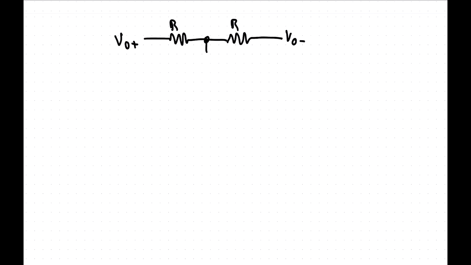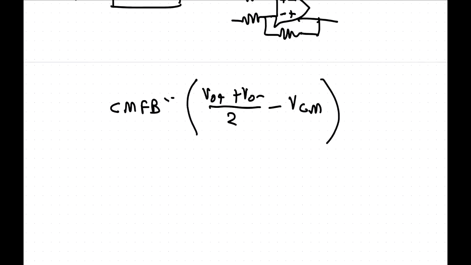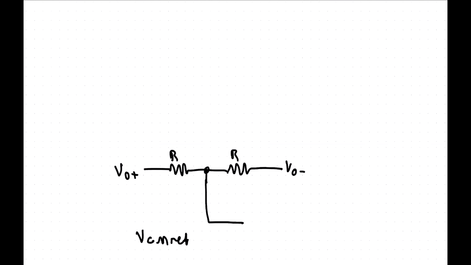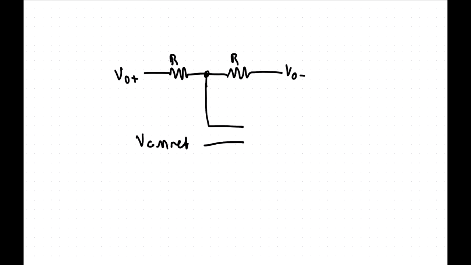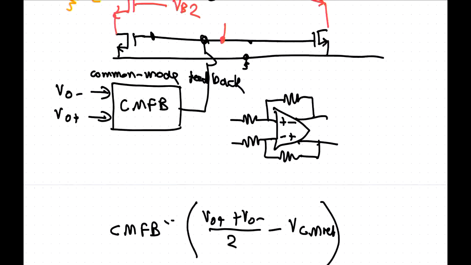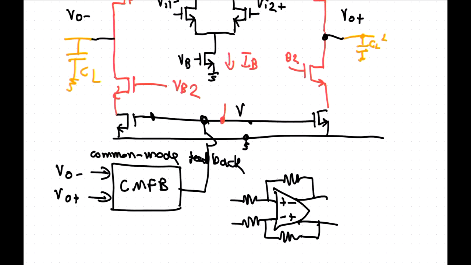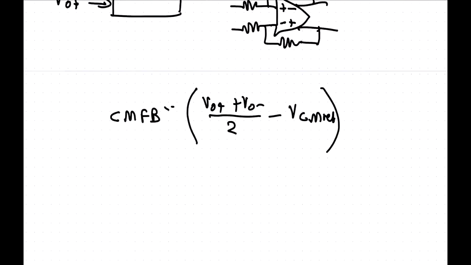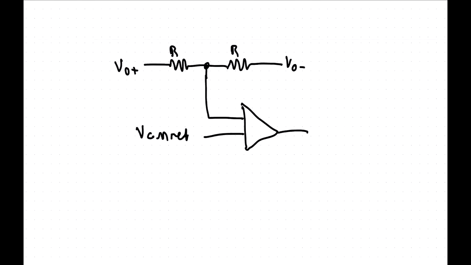And then what you do is you compare that with your common mode reference. Let's call it common mode reference, probably better. A CM reference. Like that. You compare that with that, put it into a differential amplifier, and then that becomes your common mode feedback circuit. So V common mode feedback. That's that line there. That's V common mode feedback.